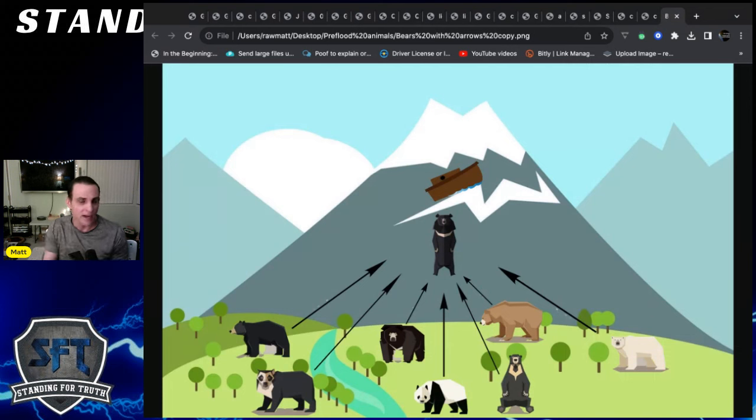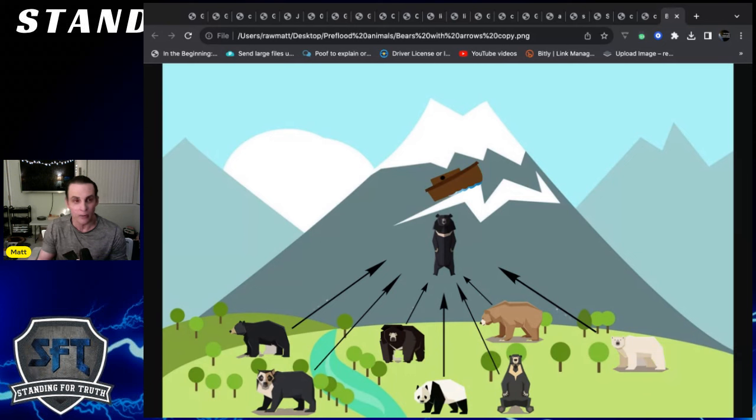We would expect to go back to a common ancestor of a bear. In the evolutionary model, it wouldn't be a bear, though. It would be a bear dog. And then you'd go past the bear dog into another common ancestor of different branching lineage that diversified into other kinds of animals, right? Our model doesn't predict that.